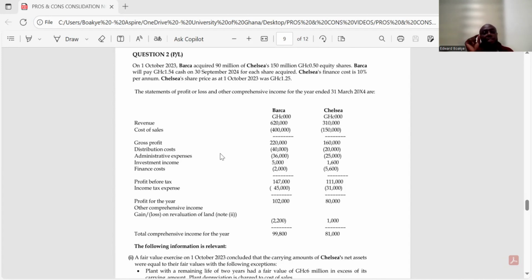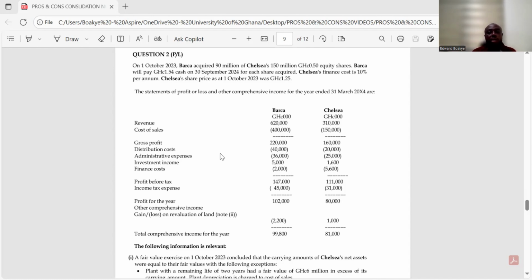The finance cost is there because Barca is purchasing this company on 1st October, but the payment will happen on 30th September 2024, 1 year's time. So this is a deferred consideration. And if you join our session on the deferred consideration, you understand that it is a future payment. Because it's a future payment, we need a discounting factor to discount it to the present. And that's why there's a finance cost there, right?